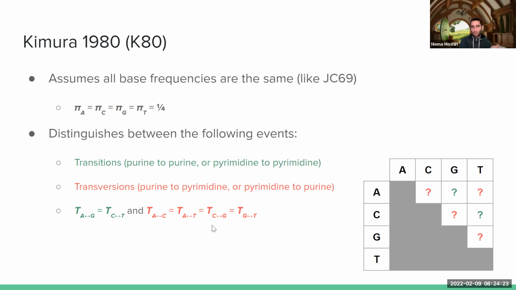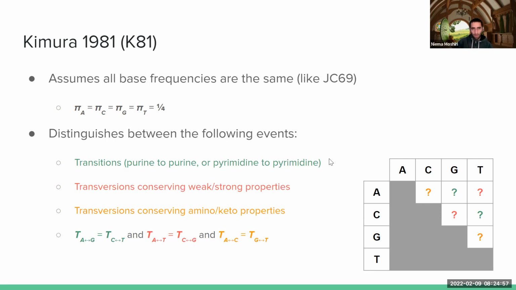For reasons that you're going to learn about later in a biology class, biochemically, these two phenomena are different. It's easier to transition within your own class of nucleotide than it is to transverse across them. So this model makes it slightly more complicated, where it says, okay, I'm going to have two different rates, one for transitions and one for transversions. So we're slightly getting more complicated.